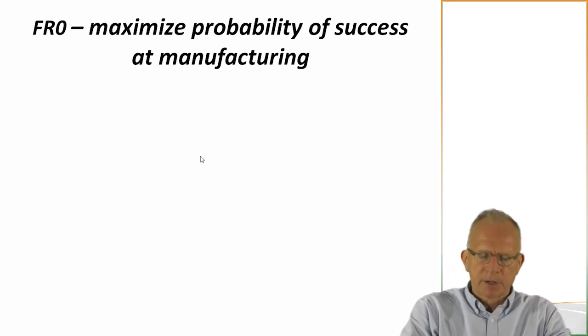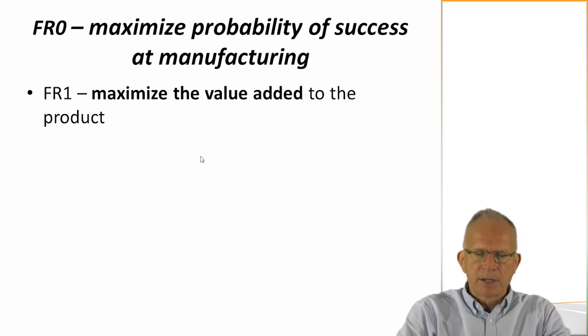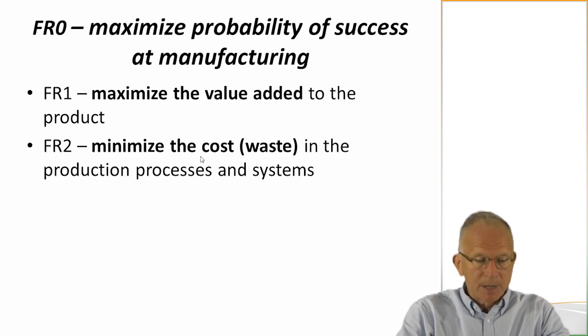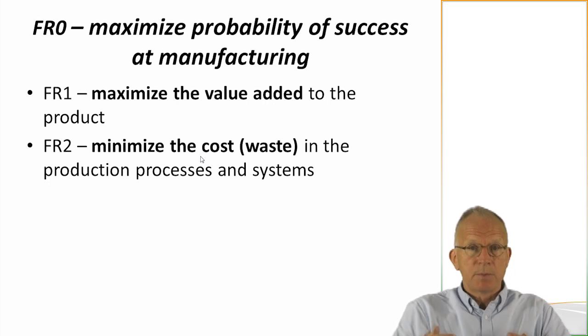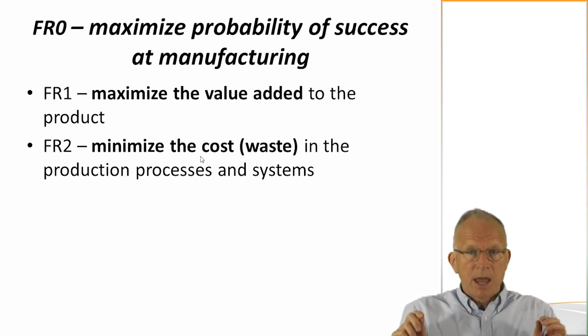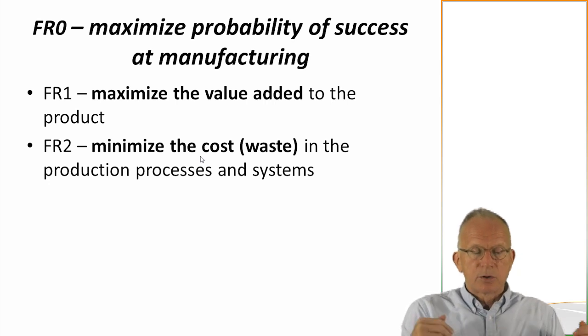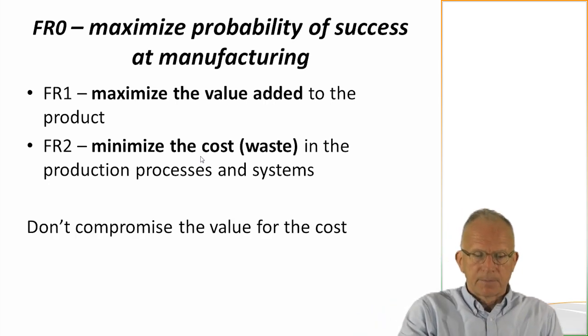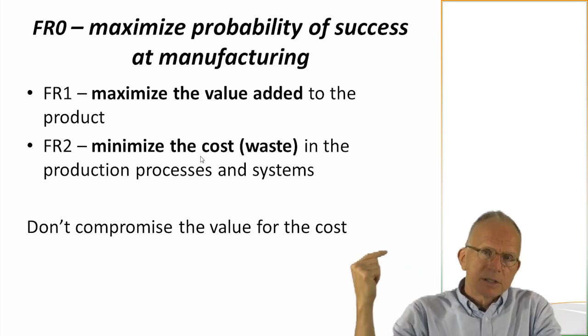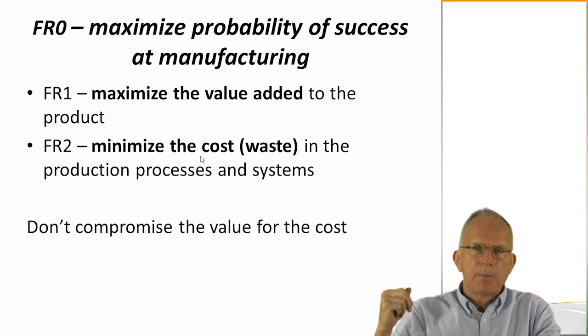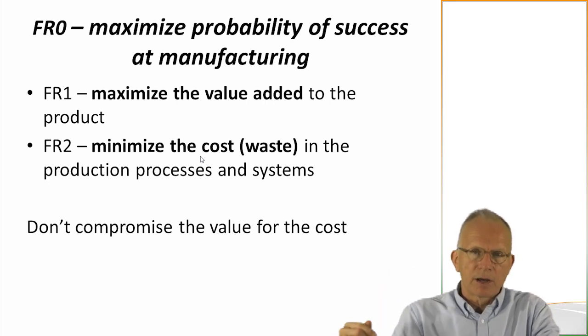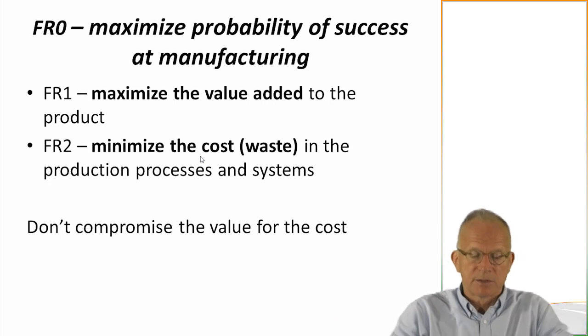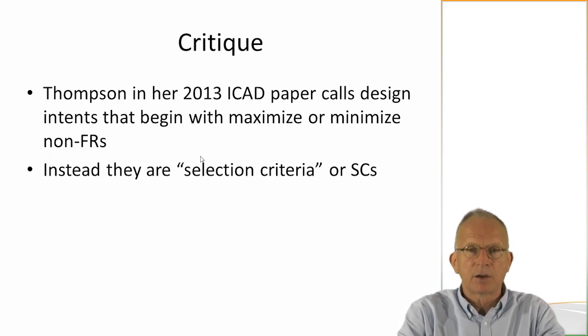FR0: maximize the probability of success in manufacturing. So we might say, let's maximize the value added to the product, or minimize the cost. What we want to do is make the best, most valuable product we can at the least cost or the least waste. One of the important things is that we don't want to compromise value for the cost. If we can't increase the value, there's nothing there. So cutting the cost, if we can't maintain the value, or at least adequate value, makes no sense.